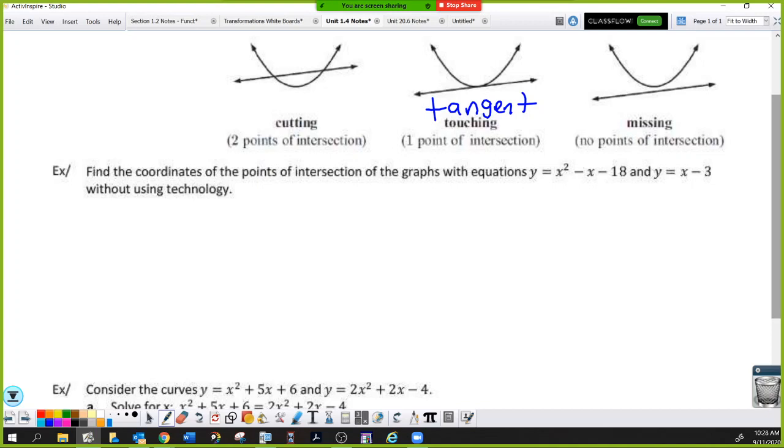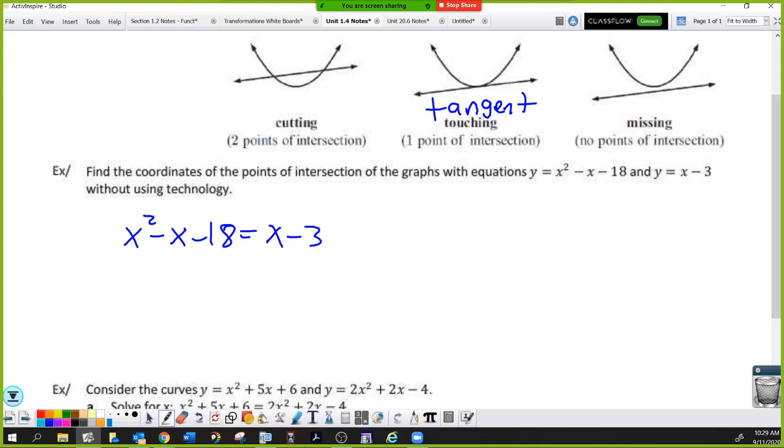Yeah. He says plug in for y, which basically means set them equal to each other. Because when you're trying to figure out where two graphs intersect in space, you're literally saying, where are the places where these two lines are equal to one another? So you just say x squared minus x minus 18 equals x minus 3. And because we're dealing with things that have exponents, you need to get everything to one side in order to solve it. I like my x squareds to stay positive. So I'm going to move that x and that negative 3 over to the left.